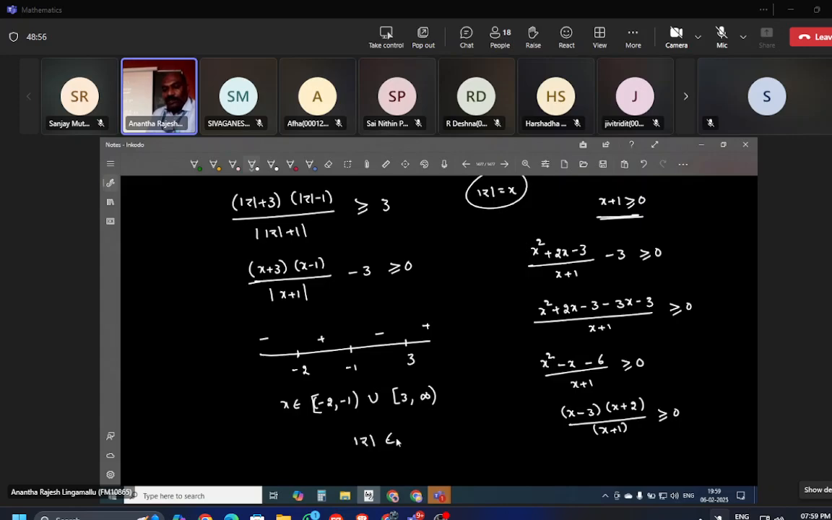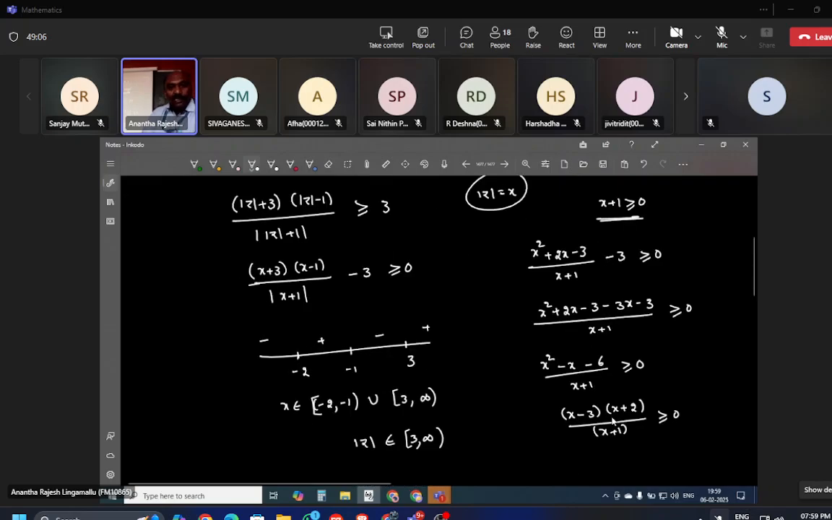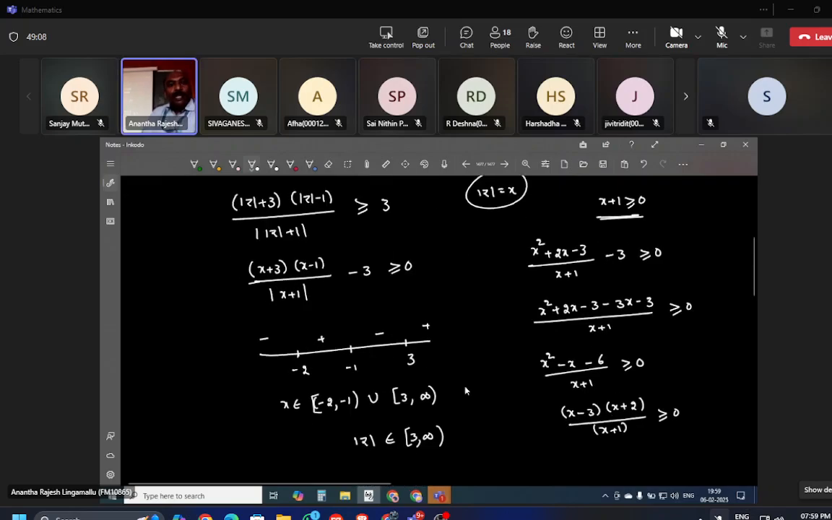Mod z belongs to what? That means what is the minimum value of mod z? No one answers. The largest value they ask you to find. So in this case it is not coming. So we take another case. Are you understanding? In this case, this is the answer.